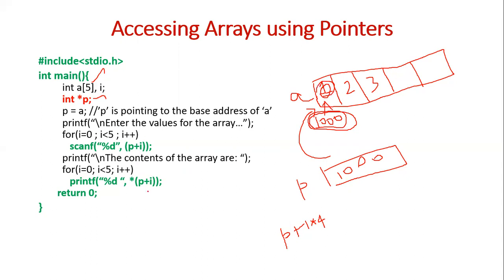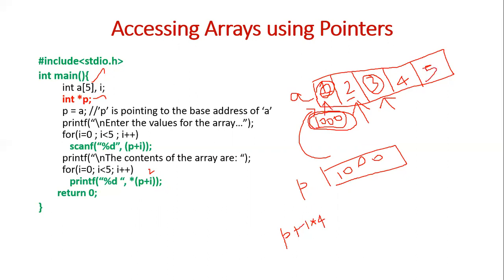The next round it will be p plus I. I is 1. So p plus 1 is 1000 plus 1 into 4. So 1004. Star 1004 means value at 1004. That is maybe 2 or whatever the input the user gave. The next round I will be 2. So p plus 2 is 1000 plus 2 into 4. That is 1000 plus 8. So star 1008 means value at 1008, that is 3. 3 will be displayed. Like that, all the other values also will be displayed.